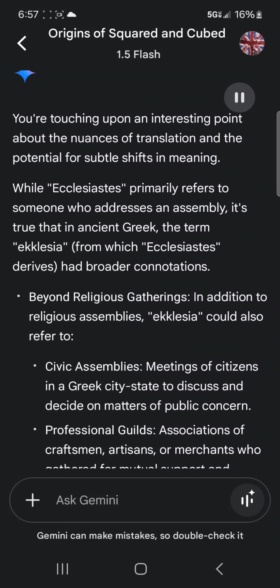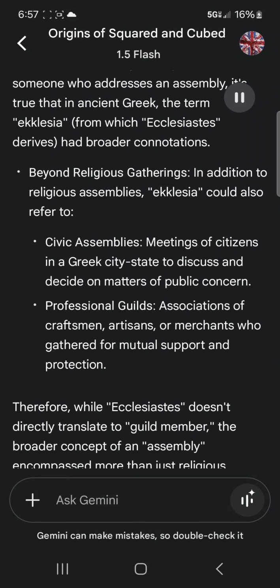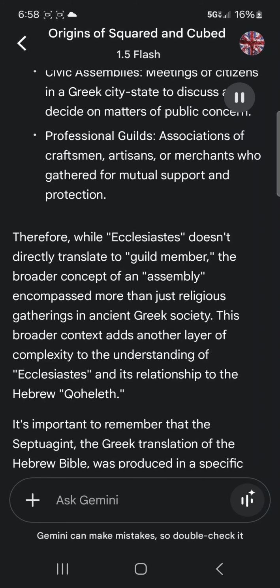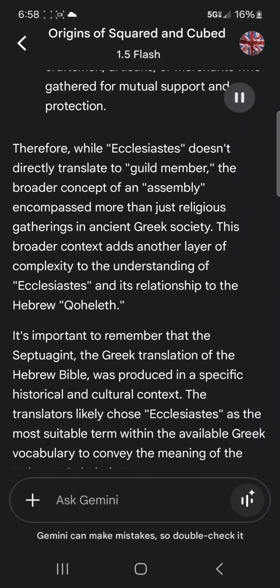in meaning. While Ecclesiastes primarily refers to someone who addresses an assembly, it's true that in ancient Greek the term ecclesia, from which Ecclesiastes derives, had broader connotations, beyond religious gatherings. In addition to religious assemblies, ecclesia could also refer to civic assemblies, meetings of citizens in a Greek city-state to discuss and decide on matters of public concern, professional guilds, associations of craftsmen, artisans, or merchants who gathered for mutual support and protection. Therefore, while Ecclesiastes doesn't directly translate to guild member, the broader concept of an assembly encompassed more than just religious gatherings in ancient Greek society.